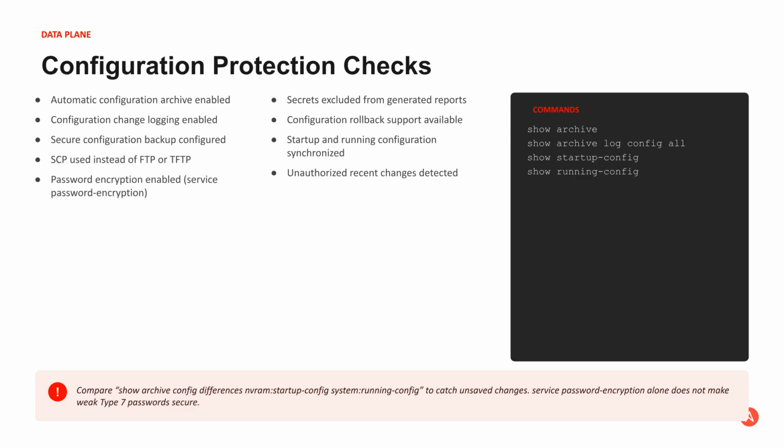Configuration protection involves maintaining version control and ensuring changes are backed up. We verify that archive logging is enabled and that running configurations are synced to NVRAM. Note that password encryption commands only obfuscate, so these must be paired with strong authentication mechanisms for true security.